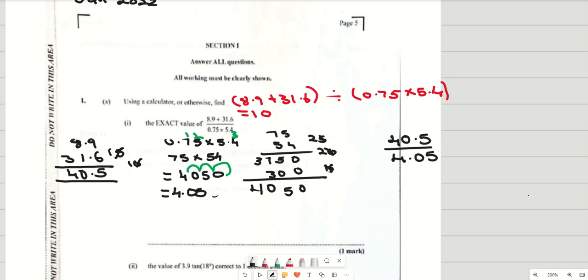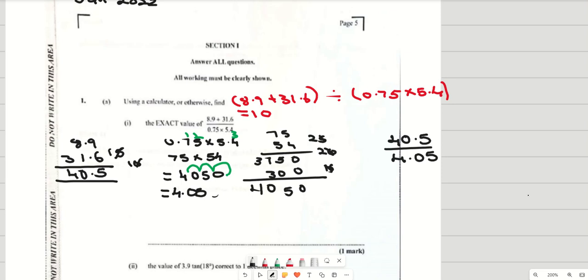4.05. Now, when you're dividing decimals, right? So far we added, we multiplied, and now we're dividing. Again, for addition, you line up your decimal point. For multiplication, remove the decimals and multiply the number like it was normal, and then you count how many digits there are after your decimal point, and you would shift them back.